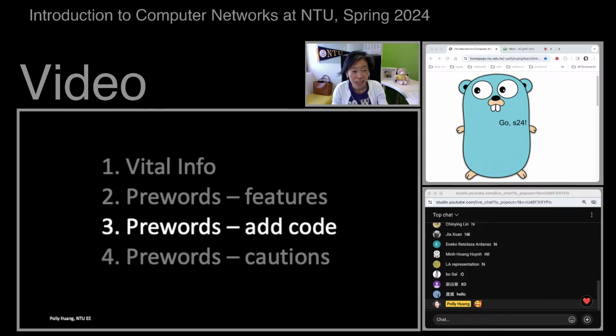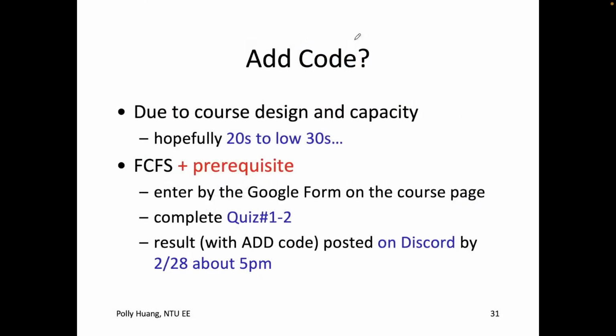So, 5 features. And some of you I know are looking to add this course, so this 1 minute video is just to explain how you might be able to add to the course. In case you're looking to add, sorry that we couldn't take too many due to course design and capacity. The ideal size is in the 20s. This semester we do have a TA, so maybe we could accommodate up to the low 30s.